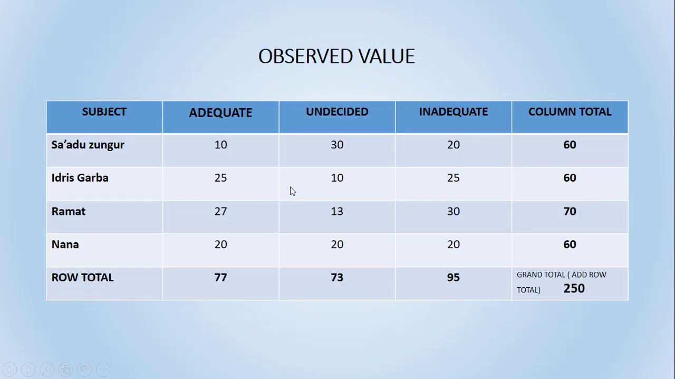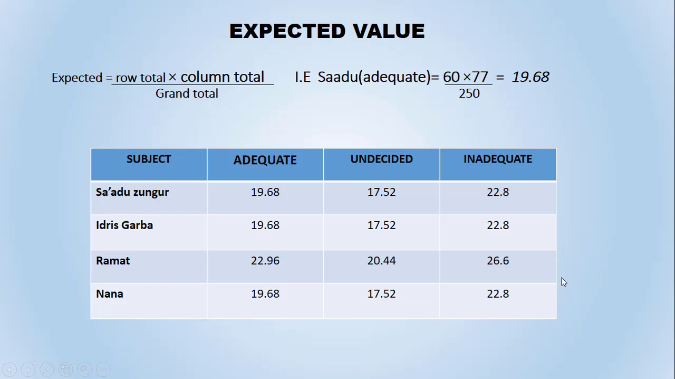Let's go back to the observed value. In the observed value, the column total of Saudi Zungu here is 60, and the row total of the adequate here is 77. So you multiply 60 by 77, then divide it by the grand total 250. So 60 times 77 divided by 250, I'm going to get 19.68.